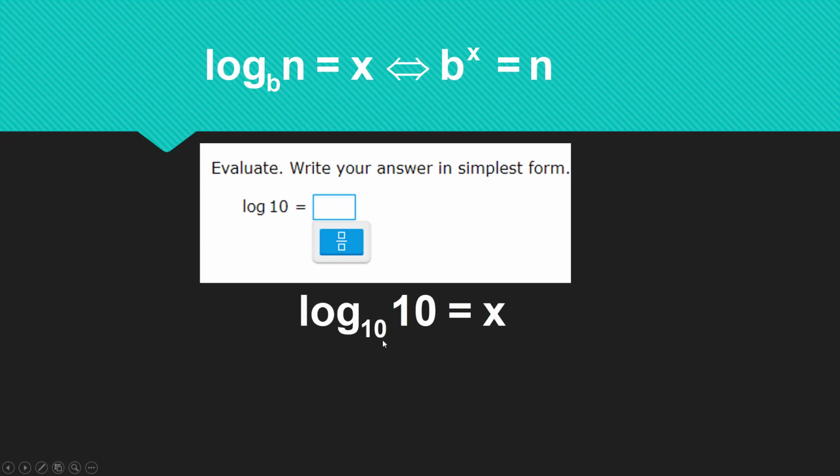But the question is still, what do I need to raise 10 to in order to get 10, right? And so the answer would be 1. 10 to the first power is going to give me 10.